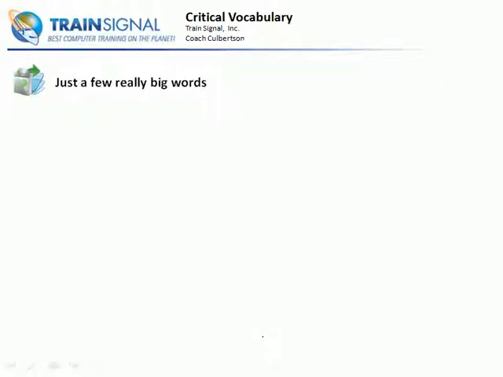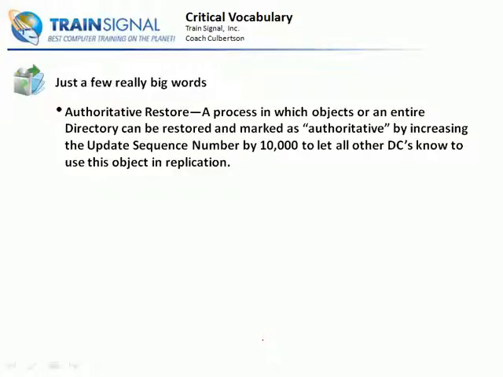Okay, so let's go ahead and let's do some wrap up here. Let's talk about some really big words. Authoritative restore. Now, this is a process in which objects or an entire directory can be restored and marked as authoritative by increasing the update sequence number by at least 10,000, although what we saw was a lot higher than 10,000, right? To let all other domain controllers know to use this object when they're replicating, when they're talking back and forth and sharing information.